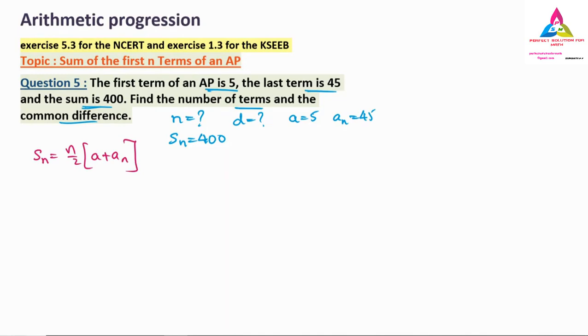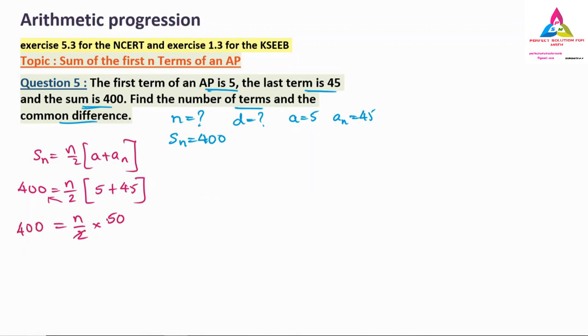So next you have to substitute the values. Sn value we know, that is 400. N value we don't know, we will keep it as it is. A value we know, that is 5, and an value is 45. Remember the 2 I can shift to the other side, but I will not shift because it will get cancelled here only. So what is 5 plus 45? 5 plus 45 is nothing but 50. So now you can see this 400 remains here only.